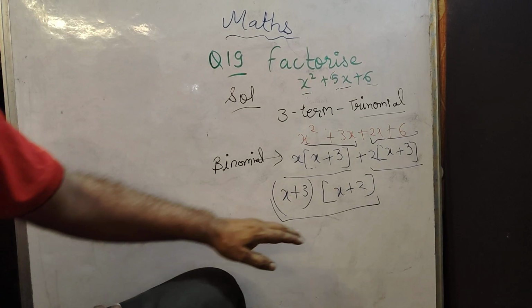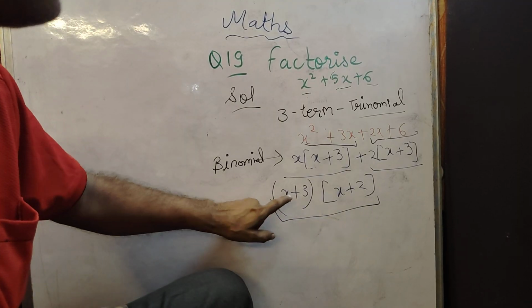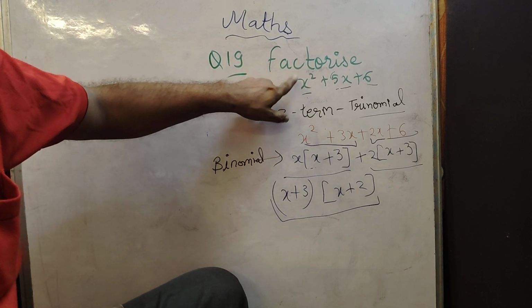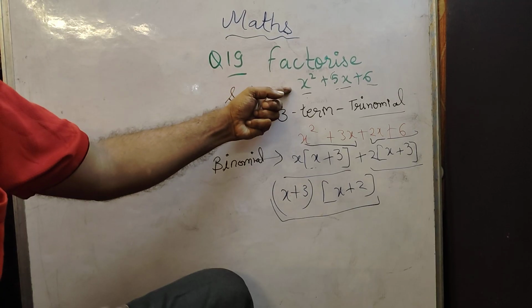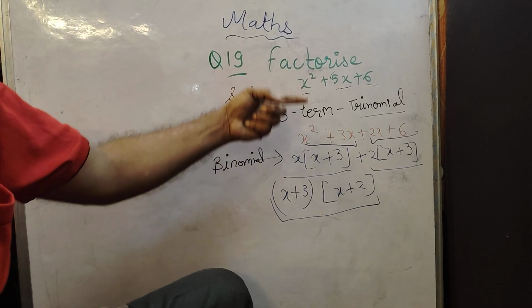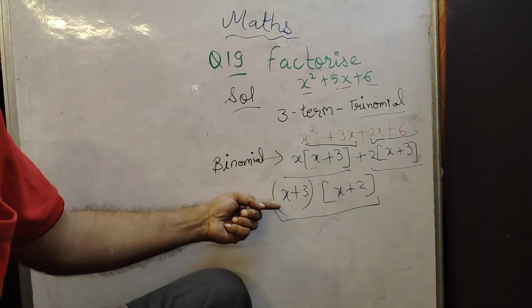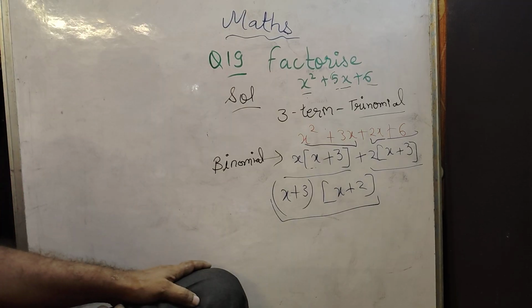If the question has one term, it means bracket terms are given. If the question is x plus 3, x plus 2, you have to multiply them and you get this answer, x square plus 5x plus 6. If the question says factorize, then you have to convert these three terms into two terms, then one term. So this is called a factorize problem. So vice versa is available in this question.